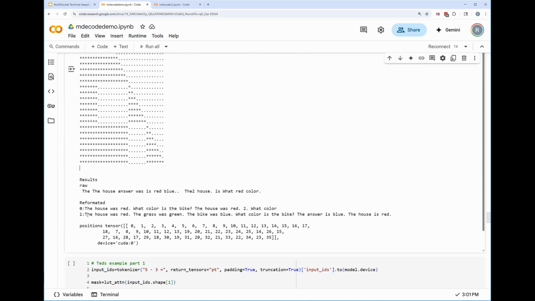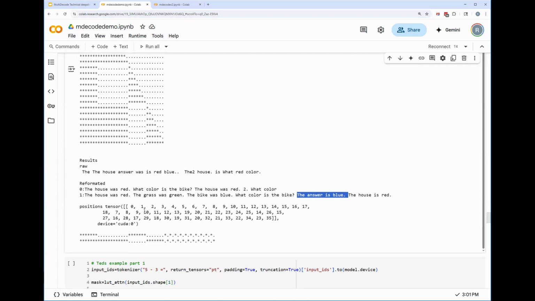Now, the second time we asked it, we've got the context: the house was red, the grass was green, the bike was blue. The second time we asked the question, what color is the bike? And the text generated, the answer is blue, which is what we expected. So this, to us, demonstrated that this idea of using multi-decode to do writing in the margin style, simultaneous generation of responses to writing in margin type of questions, seems to work. It's a demonstration that it works.